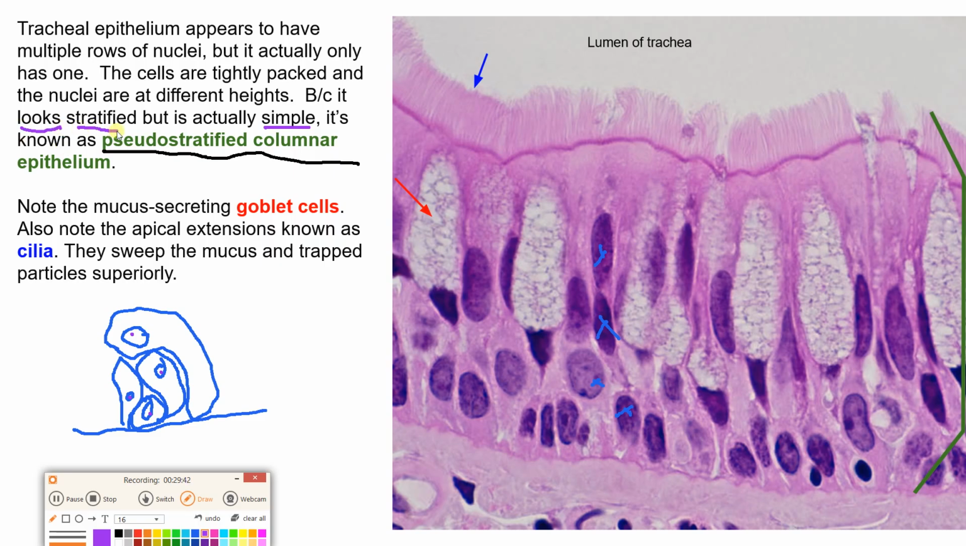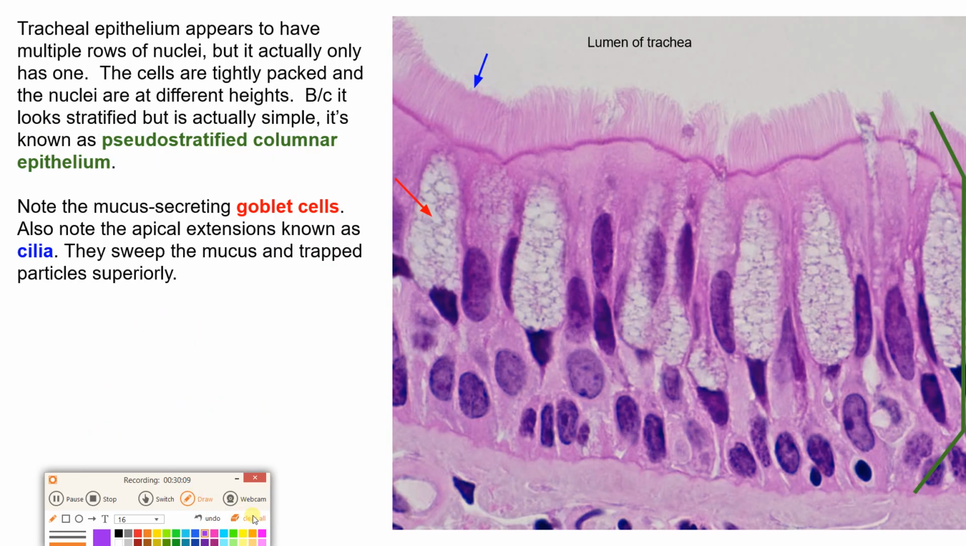So it's falsely stratified. In other words, pseudo-stratified. And the commonest shape is columnar. The commonest shape, not a word, I know that. The commonest shape is columnar. That's why we're pseudostratified columnar.